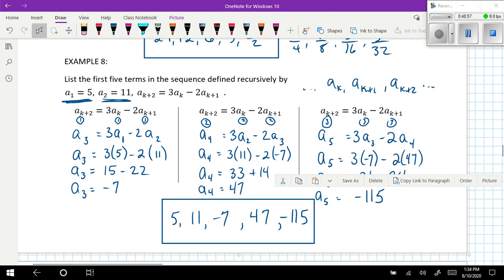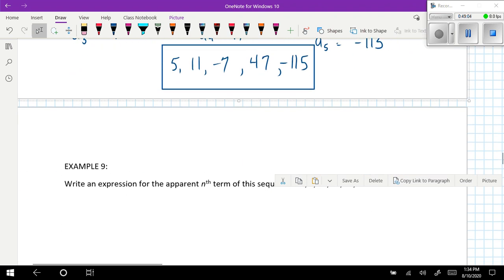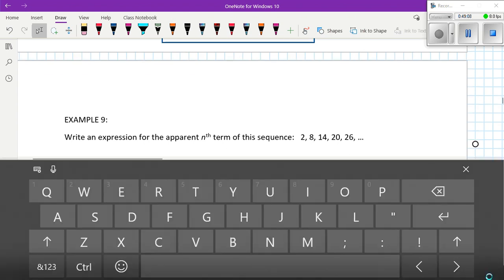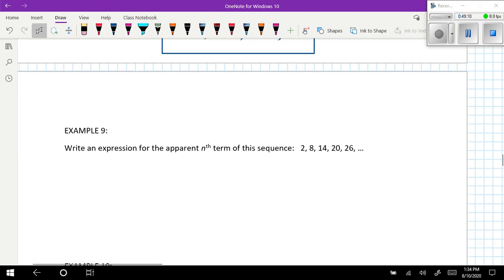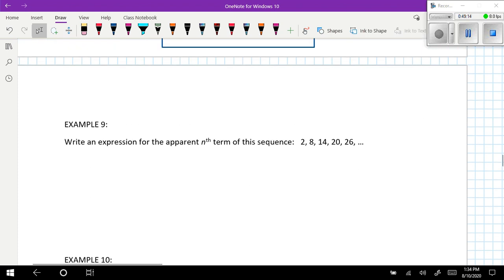I hope if anybody has any questions, you can bring them up in class. All right, so here we go. We are now going to write an expression for the apparent nth term of this sequence. So we're going to do what we can to try and figure this out.